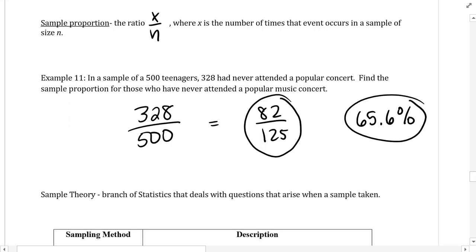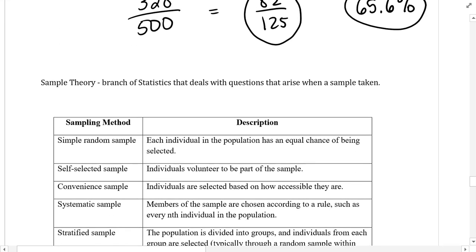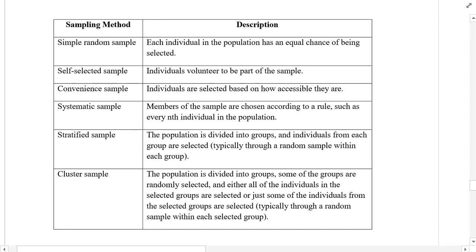So sample theory is a branch of statistics that deals with questions that arise whenever a sample is taken. We've got a couple of different sampling methods outlined here. A simple random sample is when each individual in the population has an equal chance of being selected. Self-selected samples are individuals who volunteer to be part of a sample. I call that like the Yelp effect. People go on Yelp to make an opinion and voice their opinions. Convenience sample: individuals are selected based on how accessible they are.